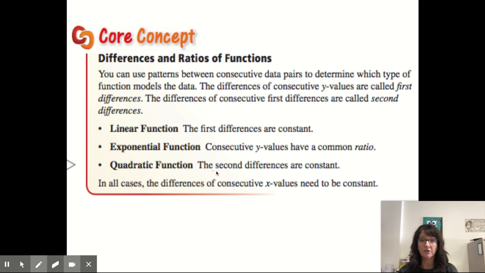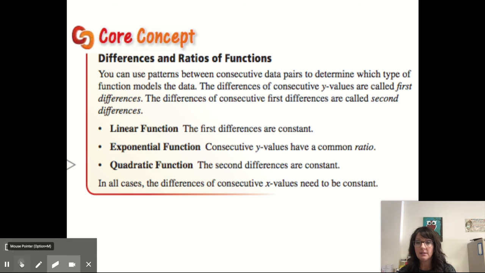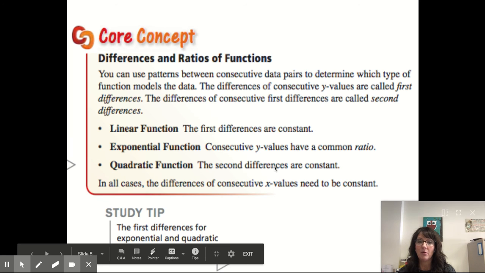Our quadratic function, we have this thing called the second differences that are constant, and we'll have a little more examples in the future. So in all cases, the differences of the consecutive x values need to be constant. So as x changes by 1 or increases by 1, we are going to be describing how y is changing and then determine what type of a function it is based on that. So let's get started. Here we go.